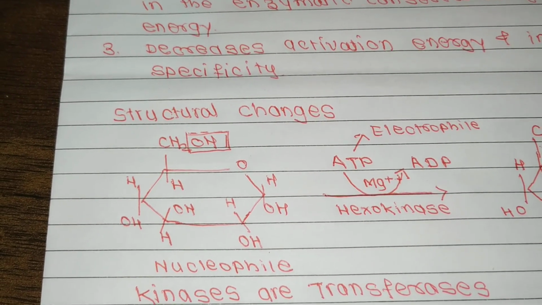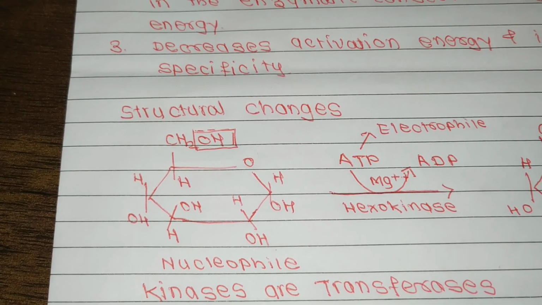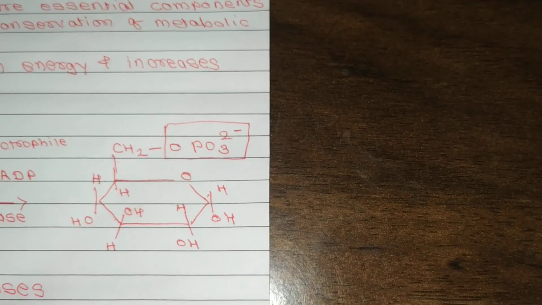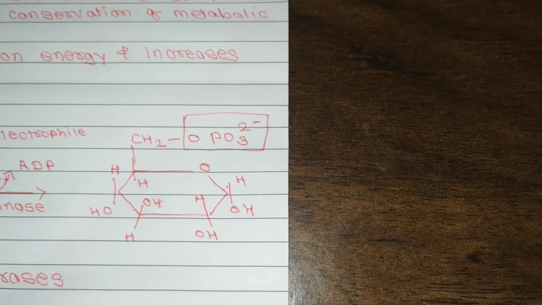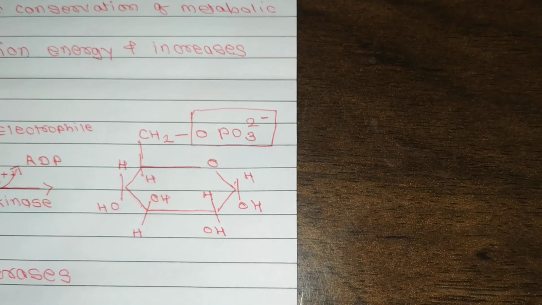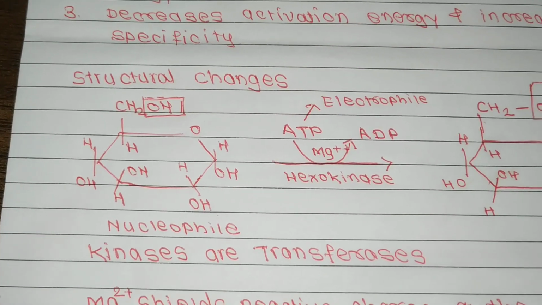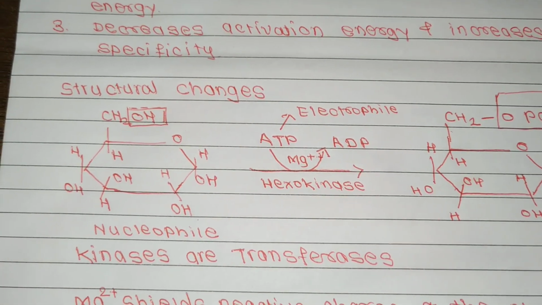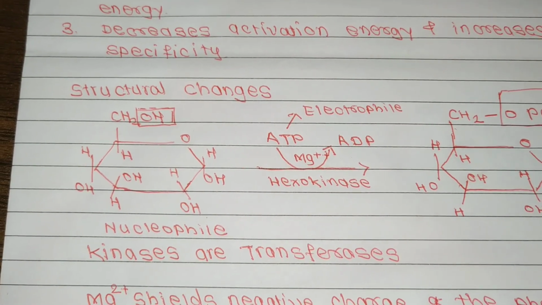The nucleophilic attack of the phosphoryl group is taking place at this hydroxyl group in the presence of the enzyme hexokinase, and this hydroxyl group is changing into a phosphoryl group. Now see, instead of the hydroxyl group, there is a phosphoryl group. This is a best example of a nucleophilic attack of the phosphoryl group. The enzyme hexokinase carries out this reaction.